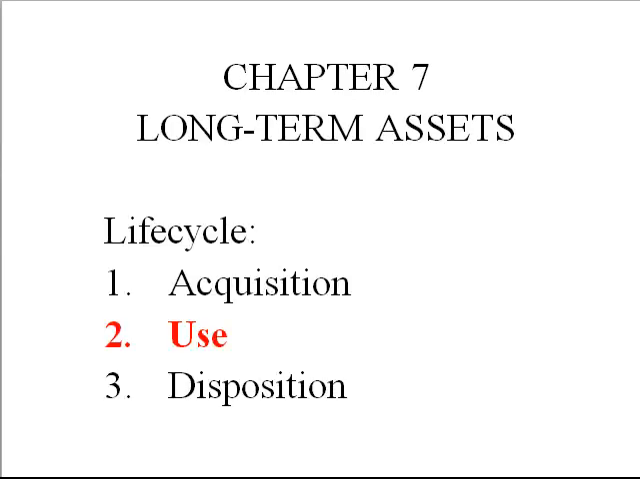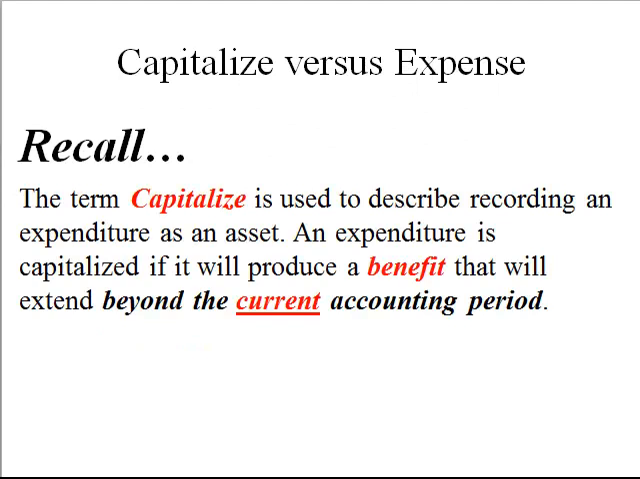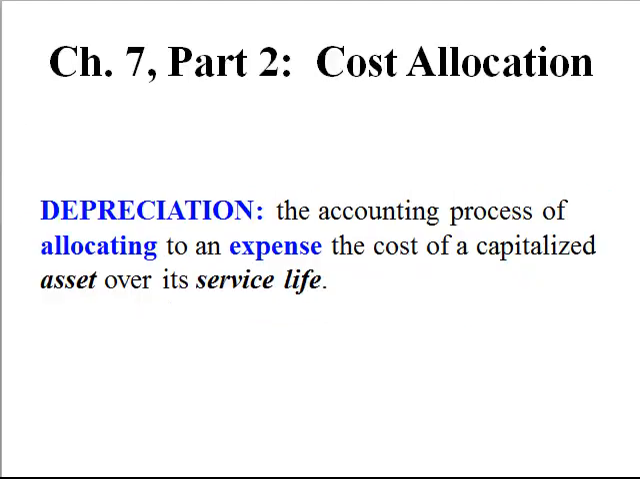In Chapter 7, Part 2, we will look at the use of the asset and the accounting that corresponds. Recall, as we examined in Part 1 of Chapter 7, the term capitalize is used to describe recording an expenditure as an asset. Remember that we do that if the expenditure produces a benefit that will extend beyond the current accounting period. In Part 2, we're going to examine how we allocate the cost to the periods of future benefit.